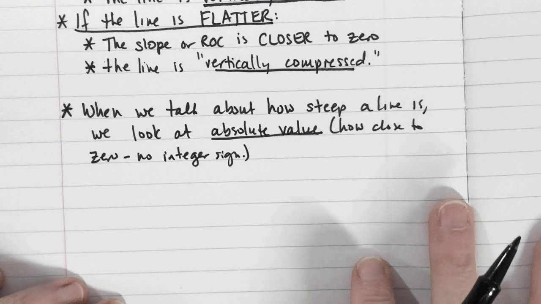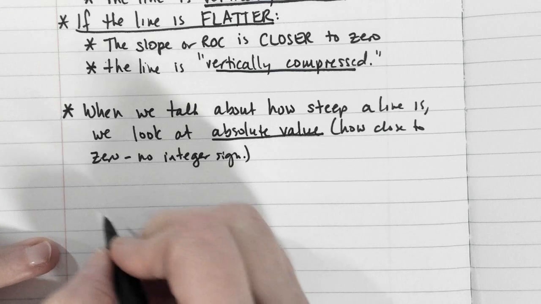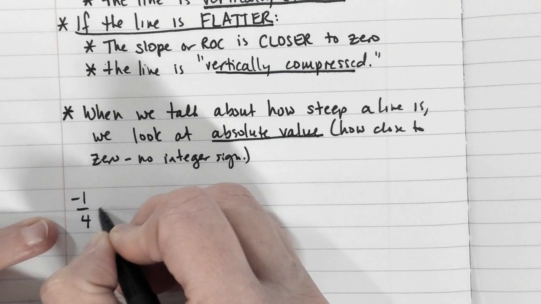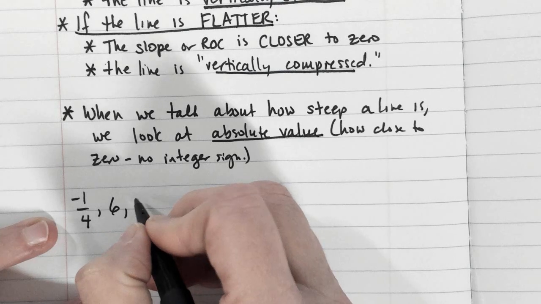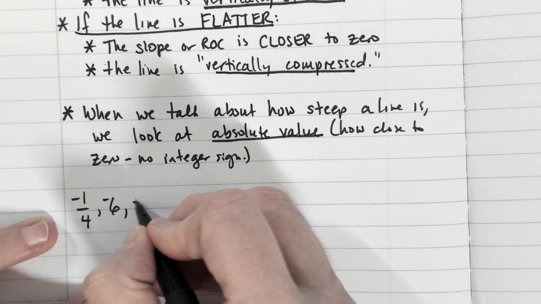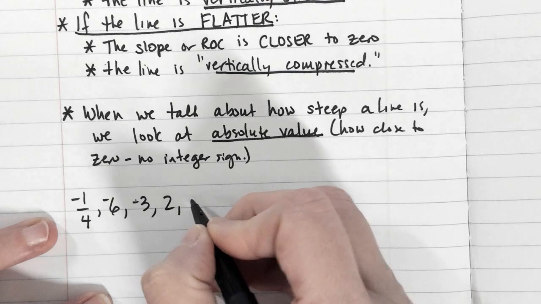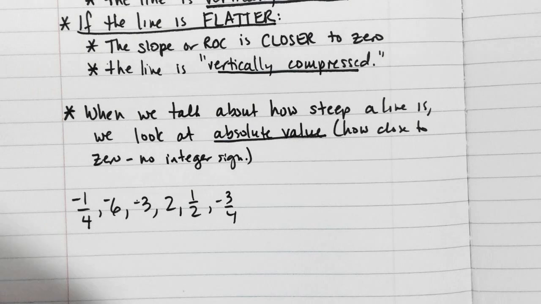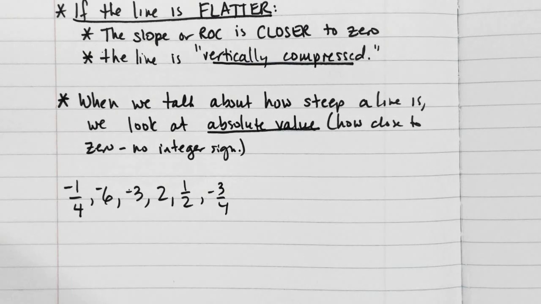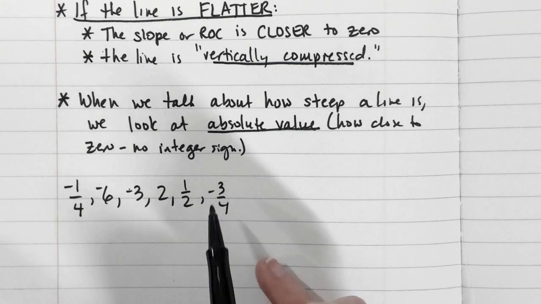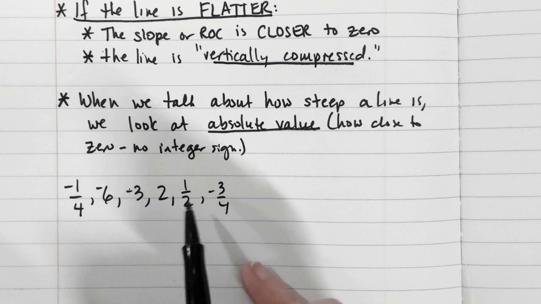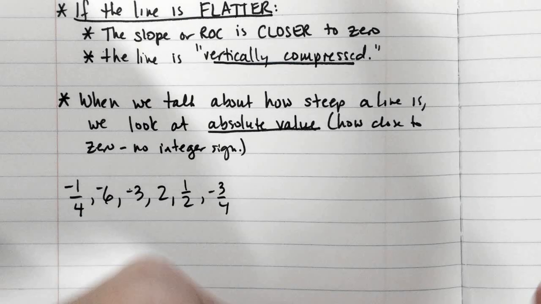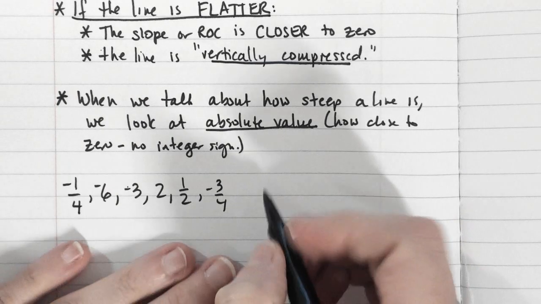So if I was to put these slopes in order, -1/4, -6, -3, 2, 1/2, -3/4. Okay? If I asked you to put those numbers in order, you'd say -6, -3, -3/4, -1/4, 1/2, and 2. Because you'd be putting them in order from the least, which is the most negative, to the most positive. But when we order steepness, we don't do that.